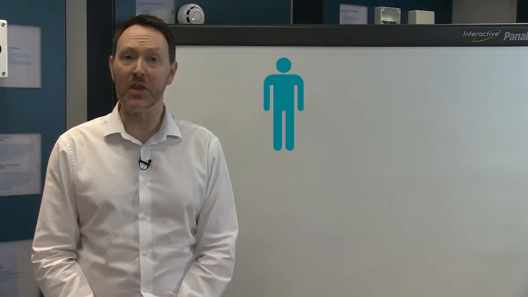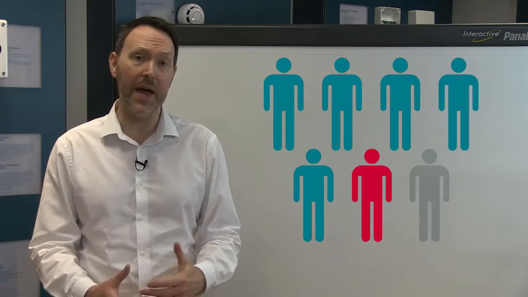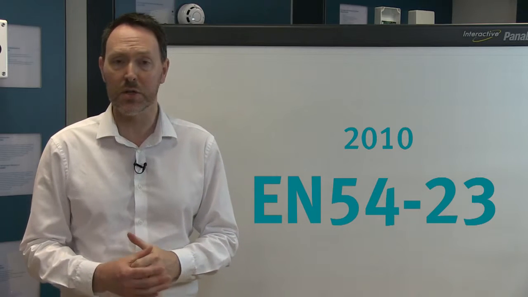1 in 7 people in the UK are deaf or hard of hearing, and they, as well as those who work in noisy environments such as factories, require a visual signal as well as an audio warning in the event of an alarm. Prior to 2010 there was no industry standard to determine the light output that a VAD should emit. Therefore EN54 Part 23 was introduced to standardise the light output requirement.